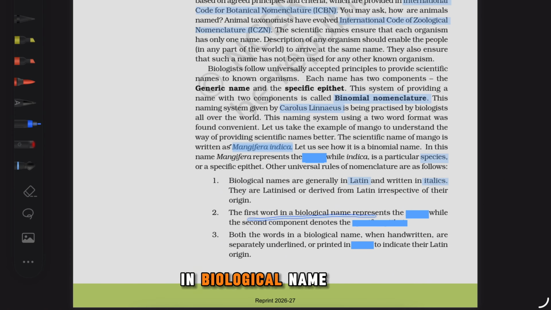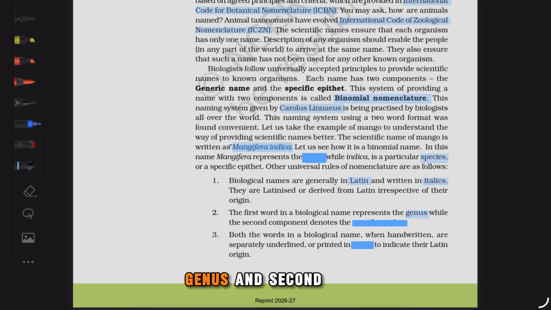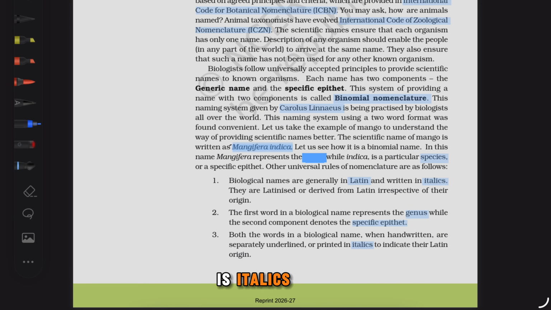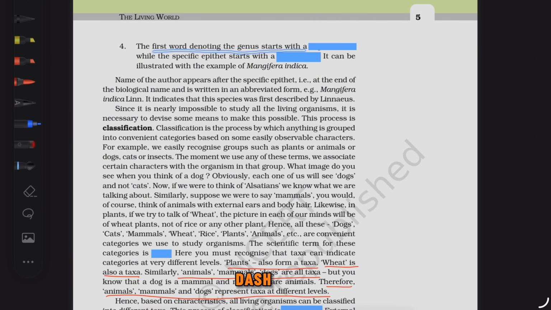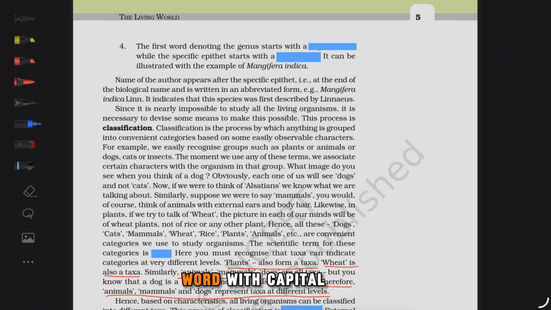The first word in a biological name represents and the second component denotes. Right, the answer: first word is genus and second component is species. Both the words in a biological name when handwritten are separately underlined or printed in. Right, the answer is italics. The first word denoting the genus starts with dash while the specific epithet starts with dash. Right, the correct answer is first word with capital letter and the specific epithet with small letter.